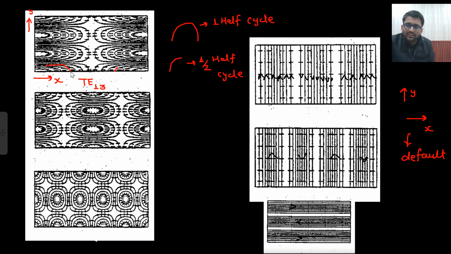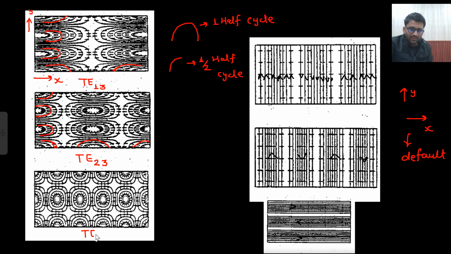What about here? I can show it as well. In this manner I can show it as well. What about this one? Here you can see one half cycle and half cycle. So let's just say I already know it is TE. How many half cycles can I see in x direction? 1 and 2. And how many half cycles can I see in y direction? 1, 2 and 3. TE23.